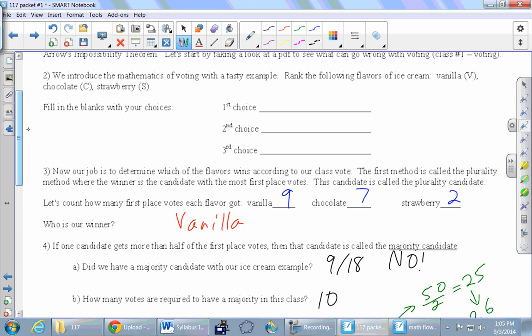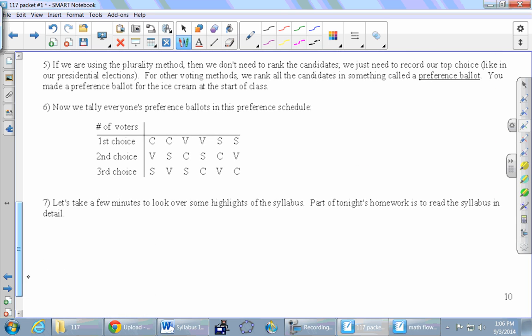Okay, so when you ordered first, second, and third, vanilla, chocolate, and strawberry, that is called a preference ballot. We know the word ballot, that's what you turn in an election, and you have given us your complete preference list, right? By telling us what your first choice was, what was second, and what was third. Now what we're going to do is mush together everybody's ballots into this thing called the preference schedule. So the very first column here, these are the people that think chocolate is the best, and vanilla is their second choice, and finally strawberry was their last choice.